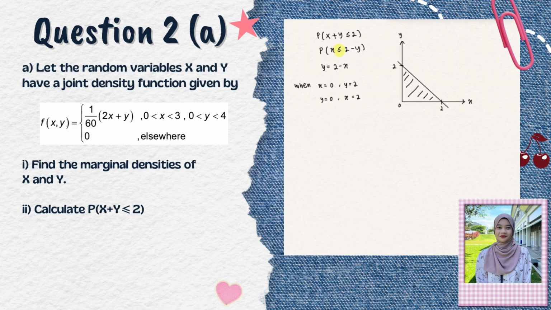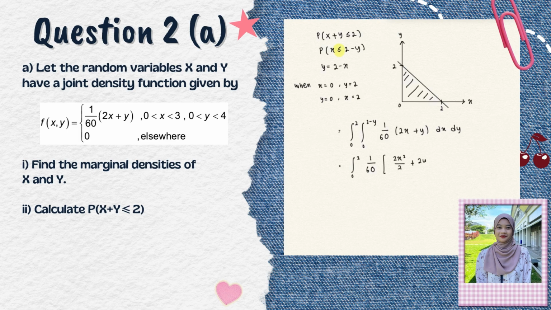Next, decide the limits of integration. From the graph, y ranges from 0 to 2. For each value of y, x ranges from 0 to 2 minus y. Then, set up the double integral. The probability is found by integrating the joint density over this region.